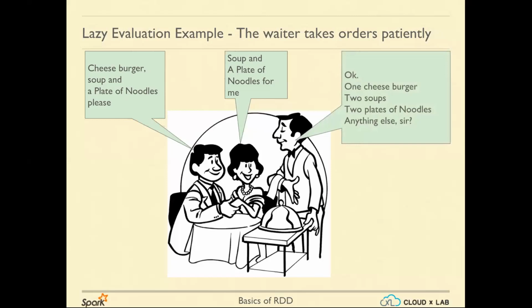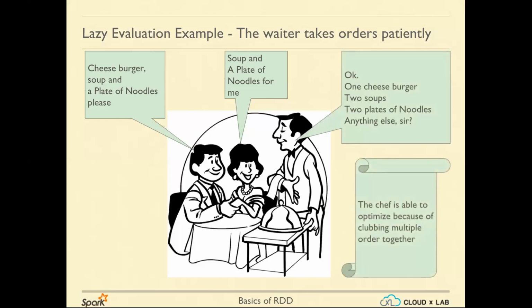And once you say that we are done ordering, the waiter takes all your orders, and the chef finally is able to optimize the execution of these orders, as in, optimize cooking, because soups are together and plates of noodles are together. So instead of preparing noodles twice, he's just preparing two plates of noodles, right?